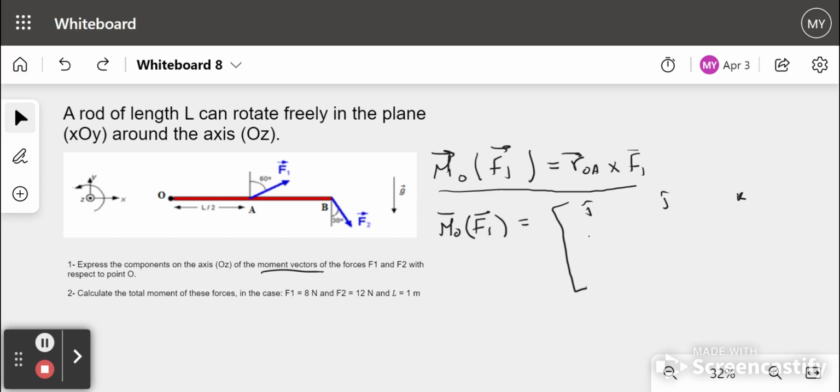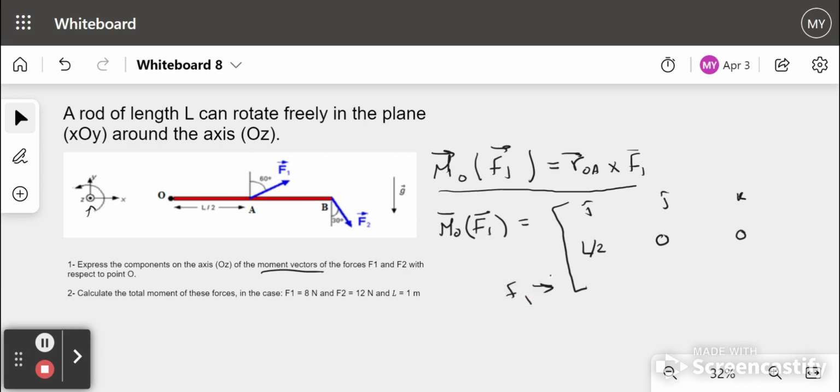Okay, so distance in the X direction, we can see that this distance is actually OA, it's in the X direction, so that's what we can write over here, L over 2. Do we have any distance in the Y direction between O and A? No, we actually don't have, so we are going to write 0. And in the Z direction, which is actually out of the page, as you see in this figure, it is also 0. We don't have any distance in the Z direction.